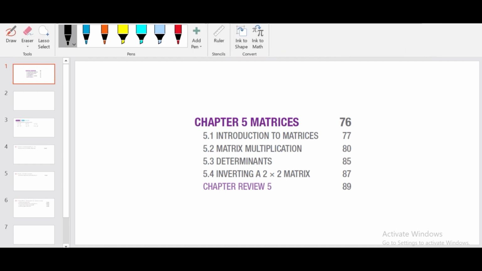So we have completed 5.1 and 5.2. In this video we are going to learn 5.3 determinants. What is a determinant? You take a square matrix.